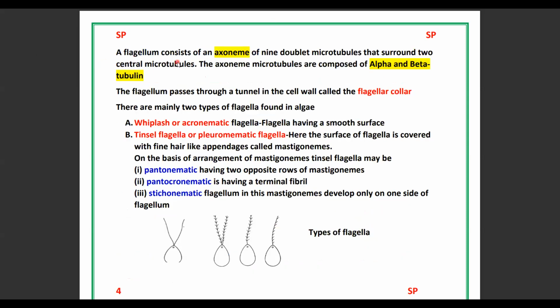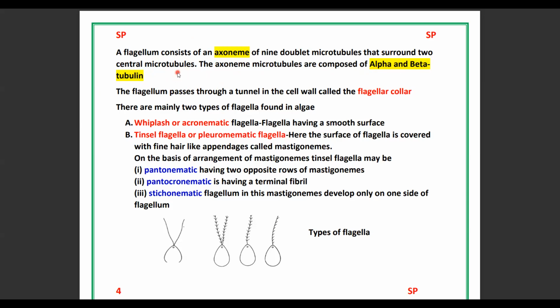So a flagellum consists of an axoneme of 9 doublet microfibrils that surround 2 central microtubules. Now let's discuss the flagellum under the transverse section to show the 9 plus 2 arrangement. That means the 9 plus 2 microfibrils constitute the axoneme. The axoneme microtubules are composed of alpha and beta tubulin. So the flagellum is made up of axoneme, and axoneme is made up of alpha and beta tubulin.